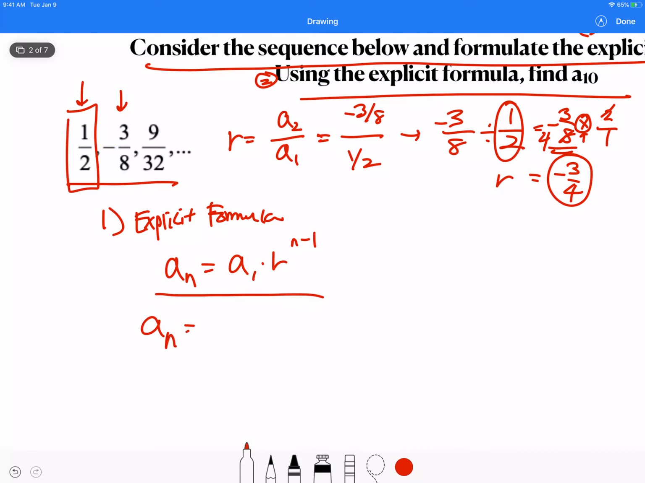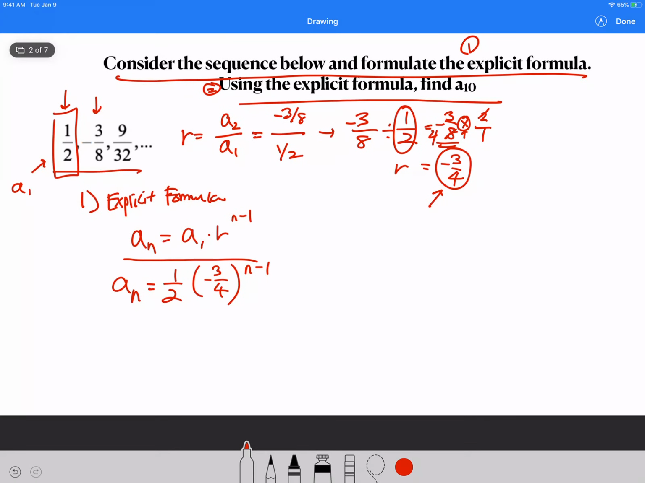So once I plug those in, a sub n is the first term of the sequence, which is 1/2, times the common ratio of the sequence, which is negative 3 over 4, to the n minus 1. Now once I have the explicit formula, the second part is pretty simple. If I'm asking you to find a sub 10, then all you got to do is just plug in 10 into the formula, negative 3 over 4, 10 minus 1, and then you will just use your calculator.